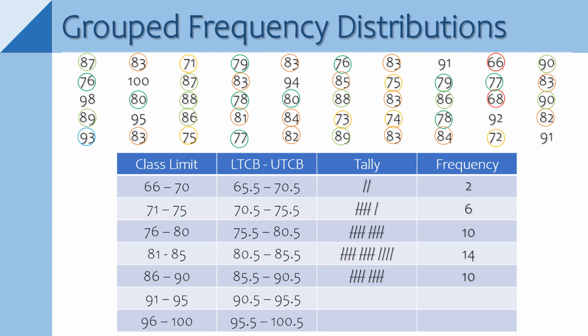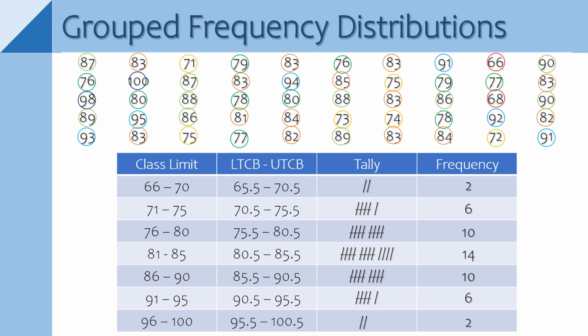Next, from 91 to 95, so we have 1, 2, 3, 4, 5, and then 6. So there are 6. Okay, tally and then get the frequency. And then last one is 96 to 100. So you have 1, 2. Okay, so there are only 2. So tally and then get the frequency. So that is how we will get the frequency and then how we tally the data.